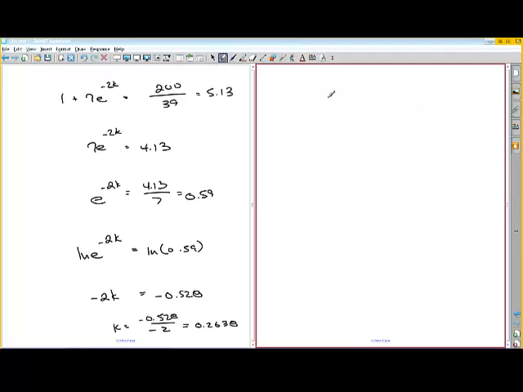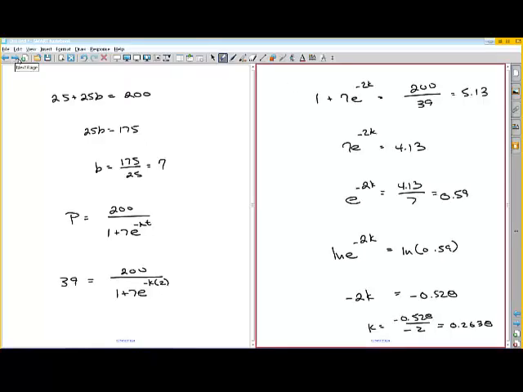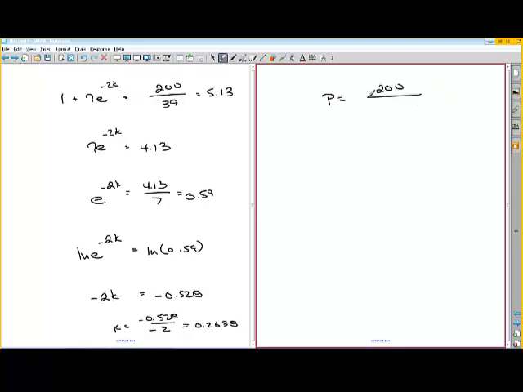So our final solution, taking everything into account, is the population equals 200 divided by 1 plus 7e to the minus 0.26, rounded off to 4 places, t. Okay, so that's our answer to part A. Part B: find the population after 5 years. So this is P of t, and all you have to do is plug t equals 5 into the equation.